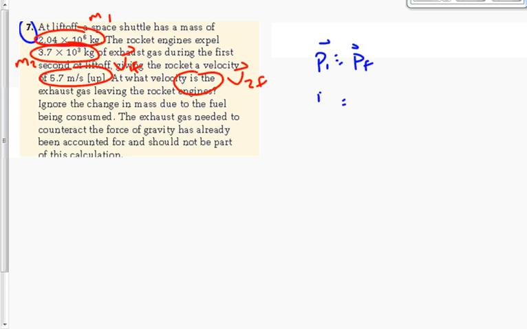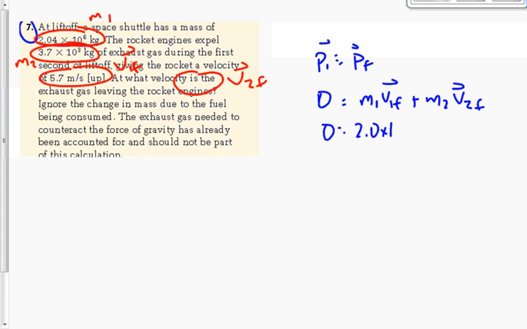What is the initial momentum? As the shuttle sits there with the fuel in it, what's the initial momentum? Same as it is when the shuttle is sitting in its hangar in the California Science Center, right, where it's zero. It's got 0 kilograms meters per second of momentum because it's not moving. Afterwards, you've got the shuttle and you've got the exhaust gas.